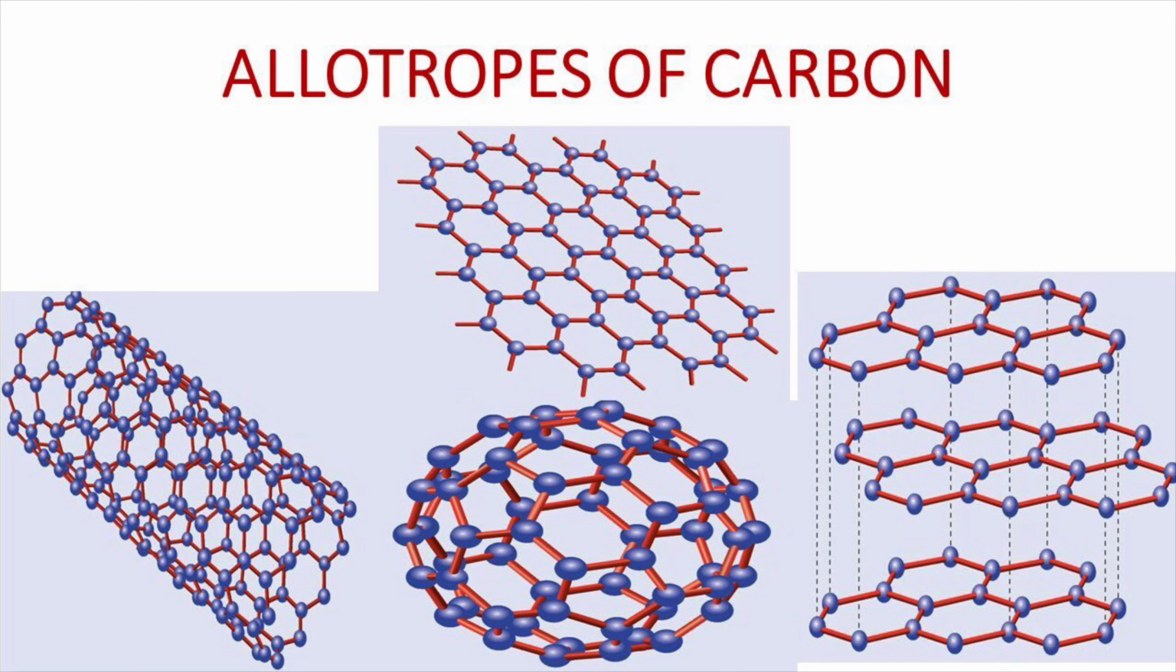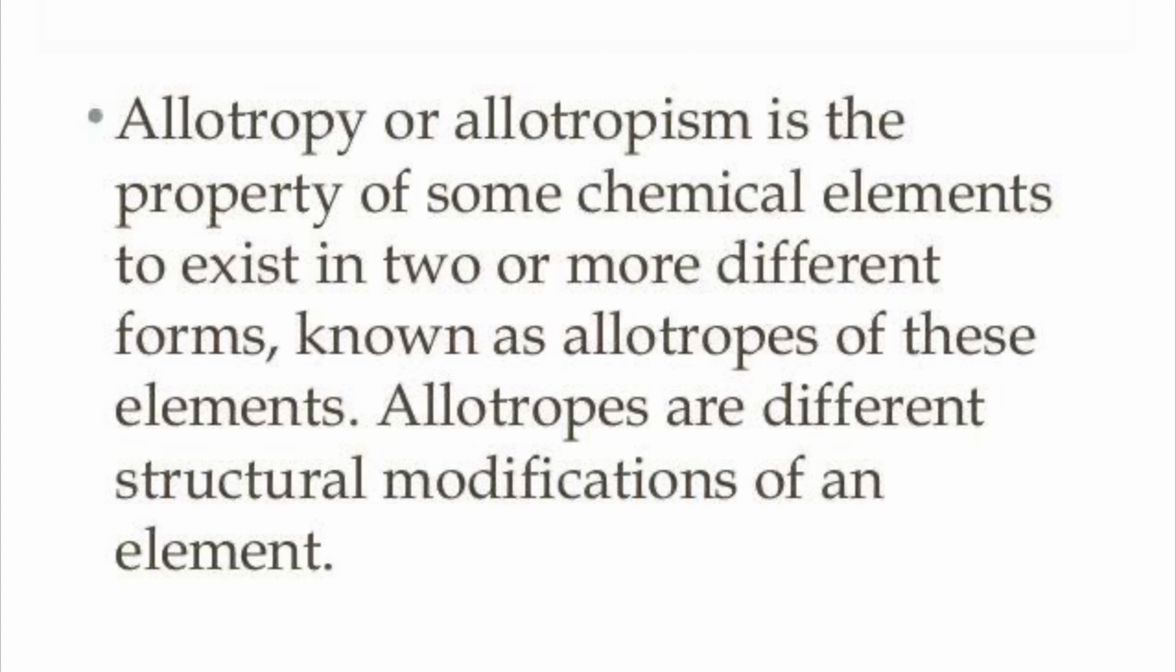Hello my dear students, today we are going to discuss allotropes of carbon. Then what do you mean by allotropy? Allotropy is the property of some chemical elements to exist in two or more different forms known as allotropes of these elements. Allotropes are different structural modifications of an element.